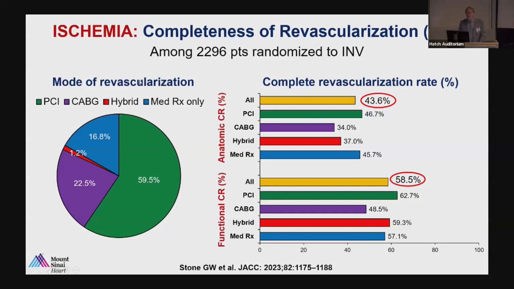This is the 2,296 patients who were randomized to the invasive strategy, and we only got complete anatomic revascularization in about 44% of all the patients. If you look at functional revascularization, do we actually revascularize all the hemodynamically significant lesions? We're a little bit better, 59%, but not so much better.